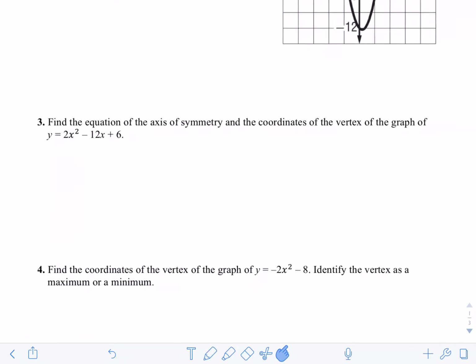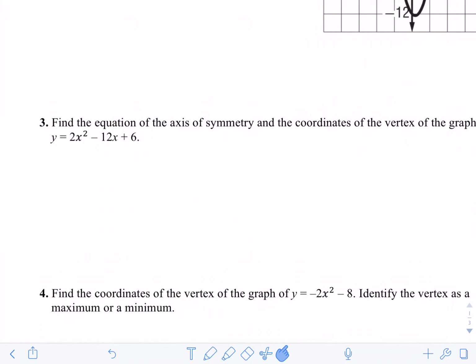Alright, number 3, find the equation of the axis of symmetry and the coordinates of the vertex of the graph. So axis of symmetry is going to be x equals something, and then for our vertex, we know that's going to be an ordered pair. So I'm going to put this in y equals 2x squared minus 12x plus 6. I'll go ahead and look at my graph. My vertex is either the highest or lowest point. I can't see it, so I'm going to hit zoom 0, enter.